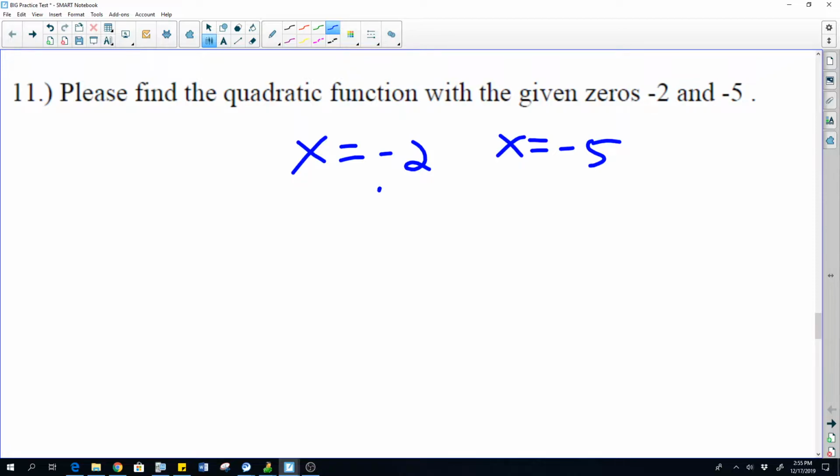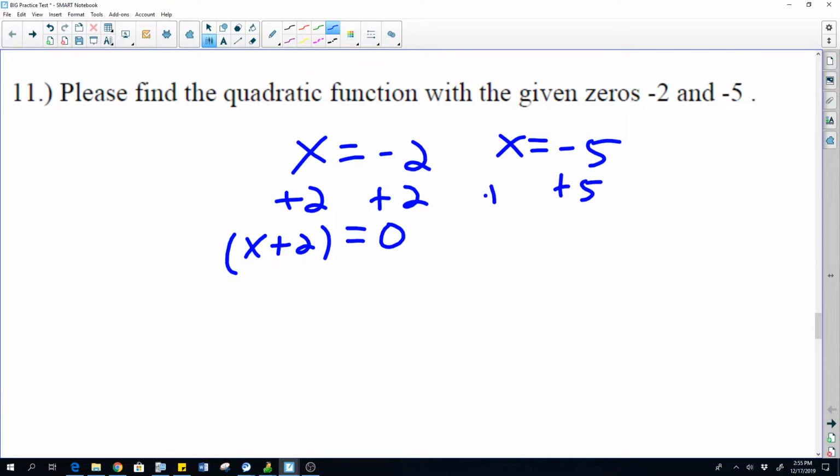What I mean by that is we're going to add 2 to both sides. x can't really combine with 2, so you just put them side by side: x plus 2 equals 2 with a -2 is 0. So that's one of our factors. Then we're going to add 5 to both sides, so we get x plus 5 equals 0. I put parentheses around them to remind us that they're factors.